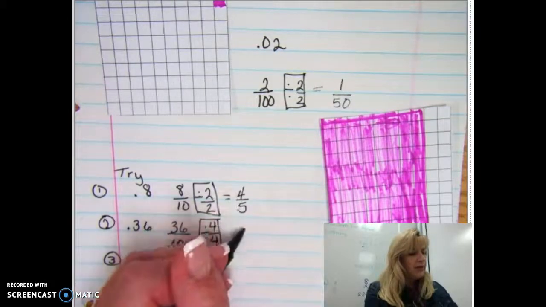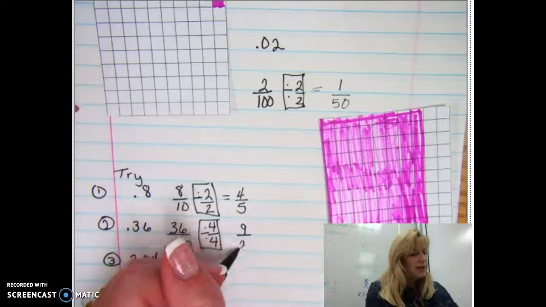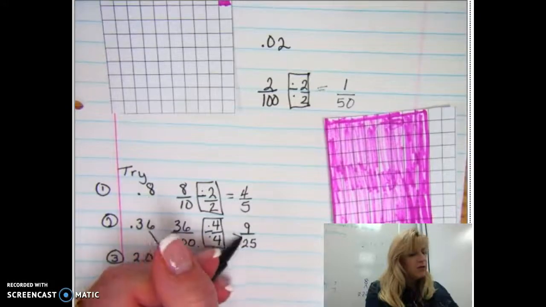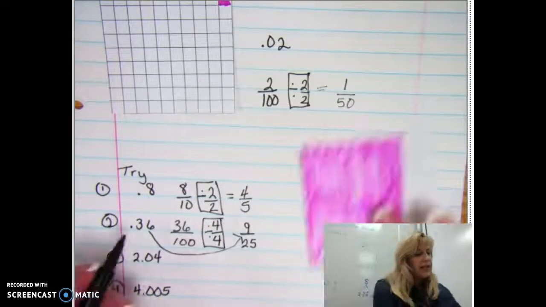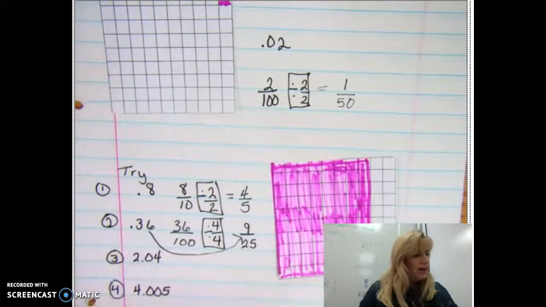So 36 divided by 4 is 9. 100 divided by 4 is 25. So 36 hundredths and 9/25ths represent the exact same amount. They're just expressed, one as a decimal, one as a fraction.